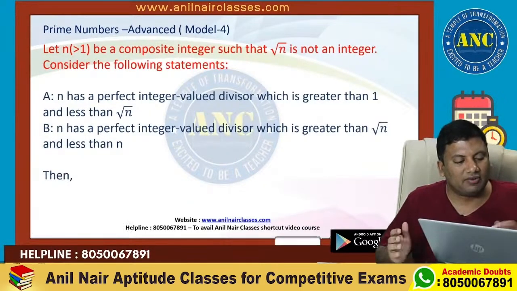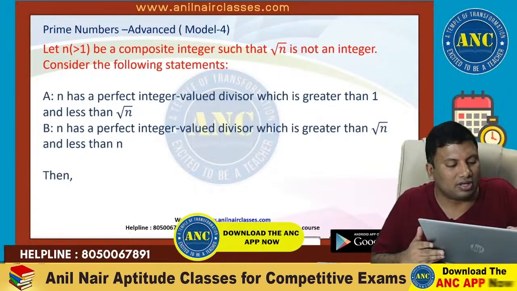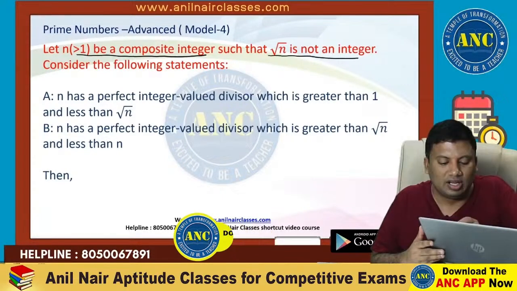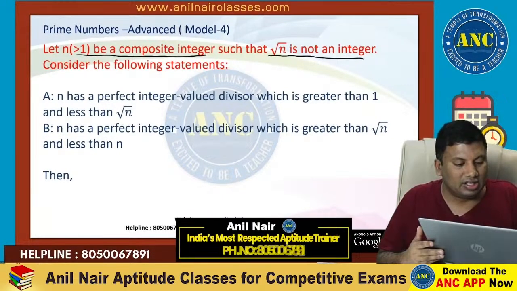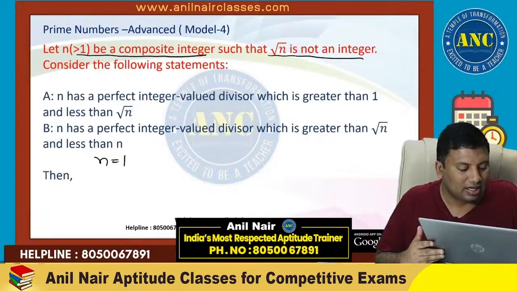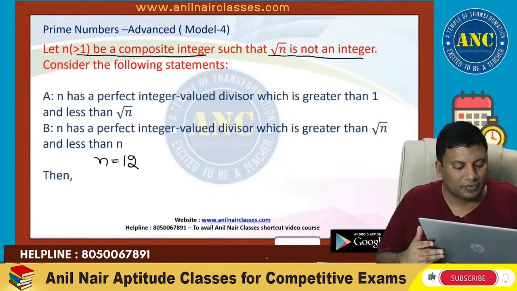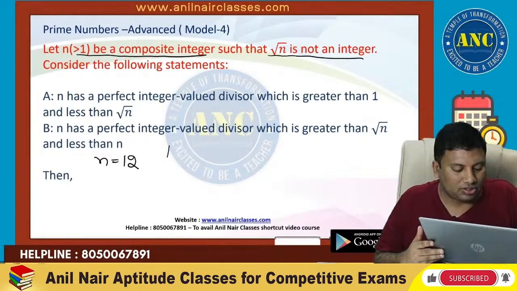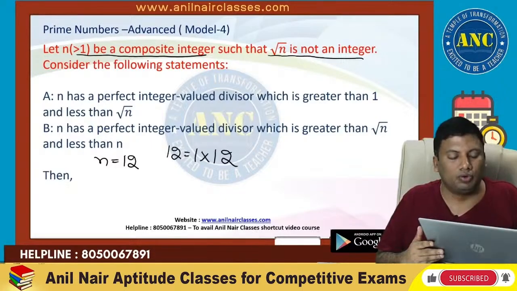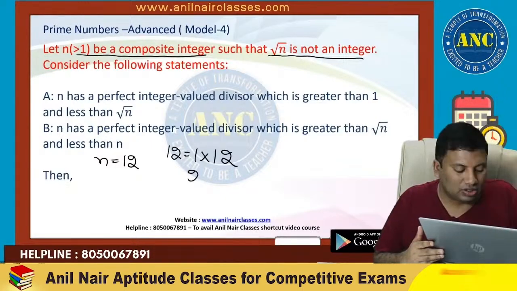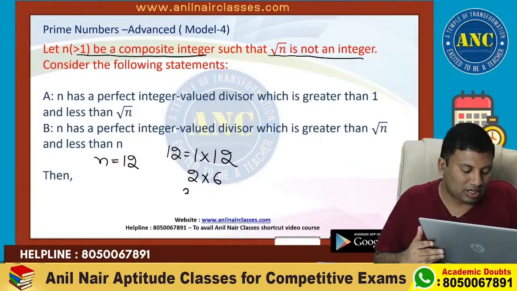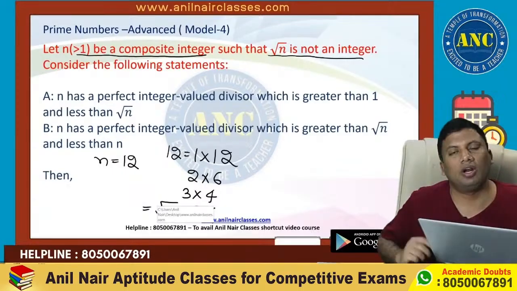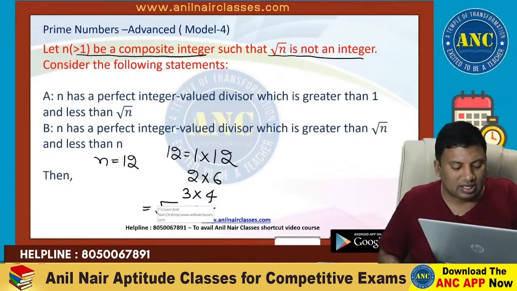Next, another variety of question. N is a composite integer. Root n is not an integer. Suppose let me take n equal to 12. 12 can be written as a product of two factors: 1 into 12, 2 into 6, 3 into 4. It can also be written with a non-integer, root 12 into root 12, which is nothing but 12.